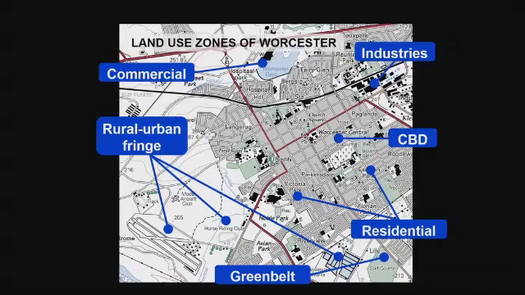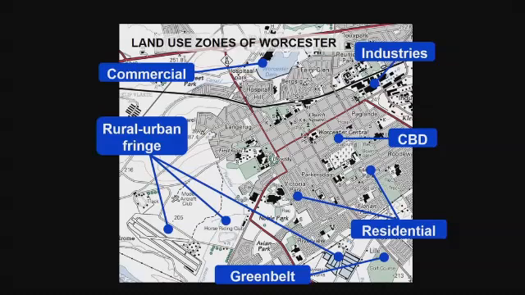Okay. Then remember, this is very important that we've got here. You must know the land use zones of the map. Right? What are the most important land use zones? These are the industries, CBD, residential, greenbelt, rural-urban fringe, commercial. You must know this. Okay?